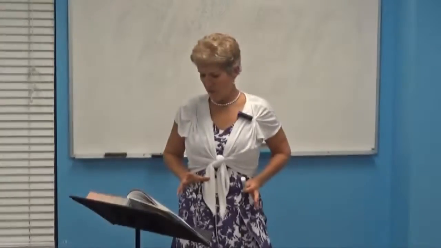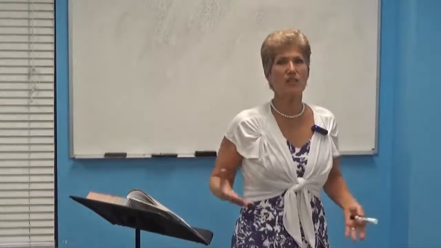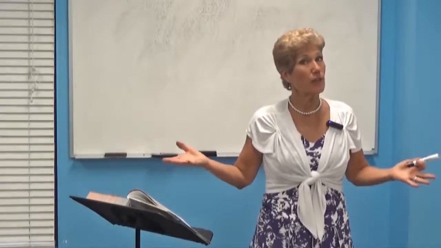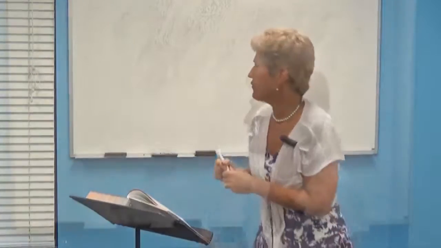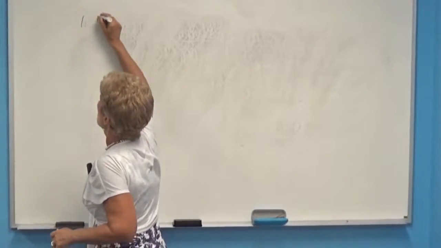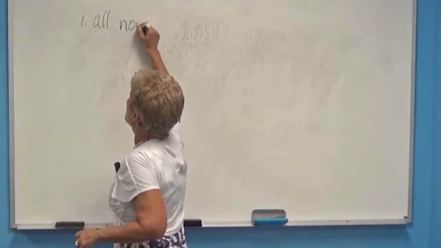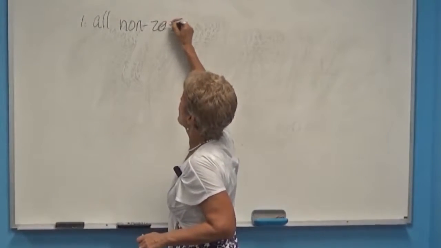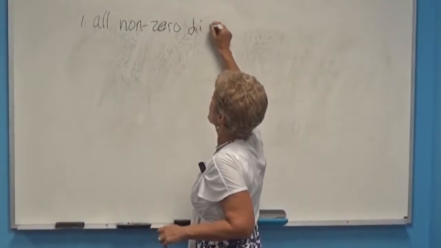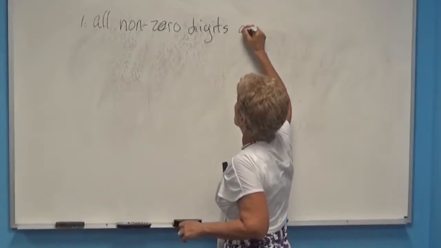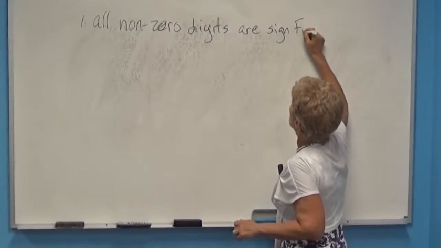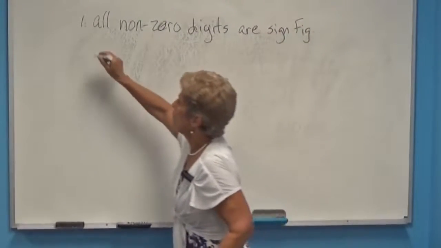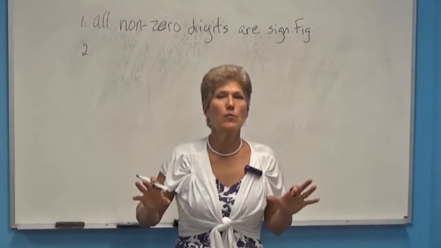The rules for significant figures are on page 23, but I'm going to give you my version. That's how it's going to be all year, sorry. And my version is this. Any non-zero digits are significant figures. Okay, so number one, all non-zero, I can spell, digits are significant. And I'm going to call them sig-figs.